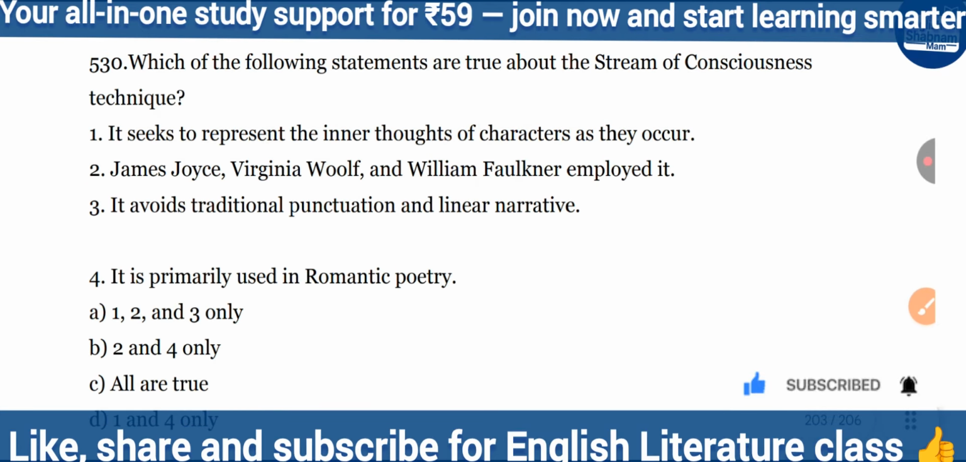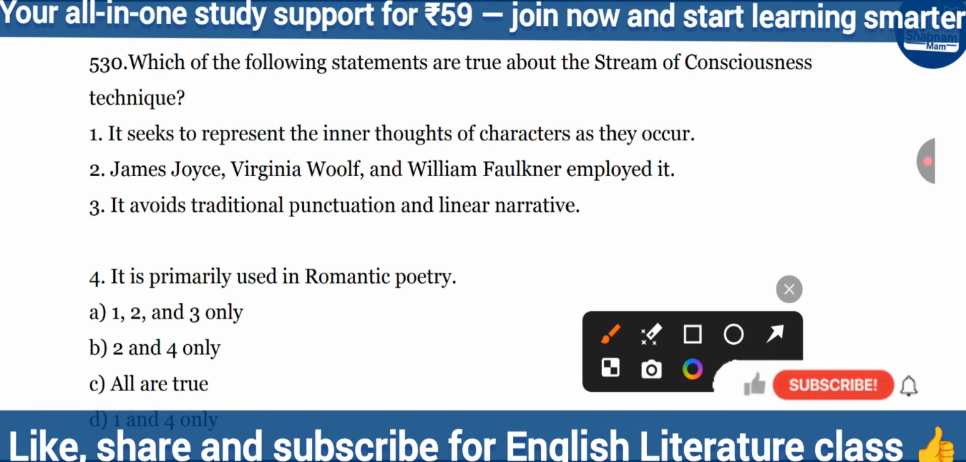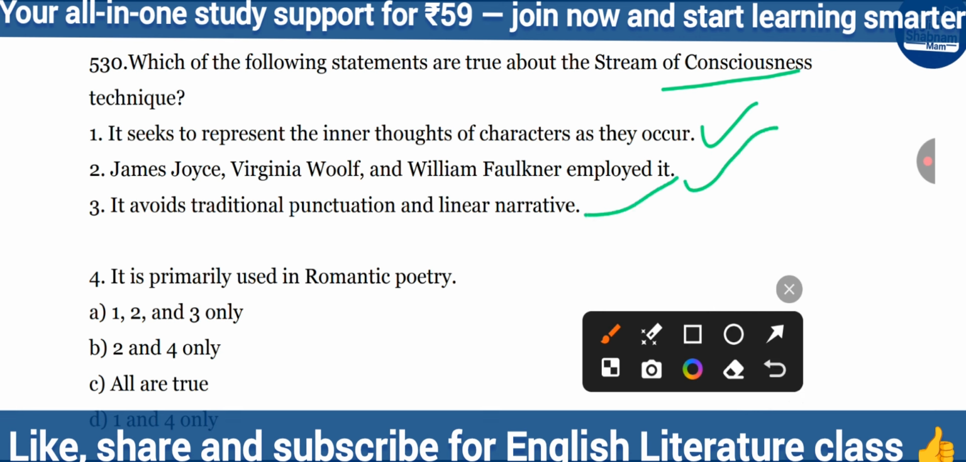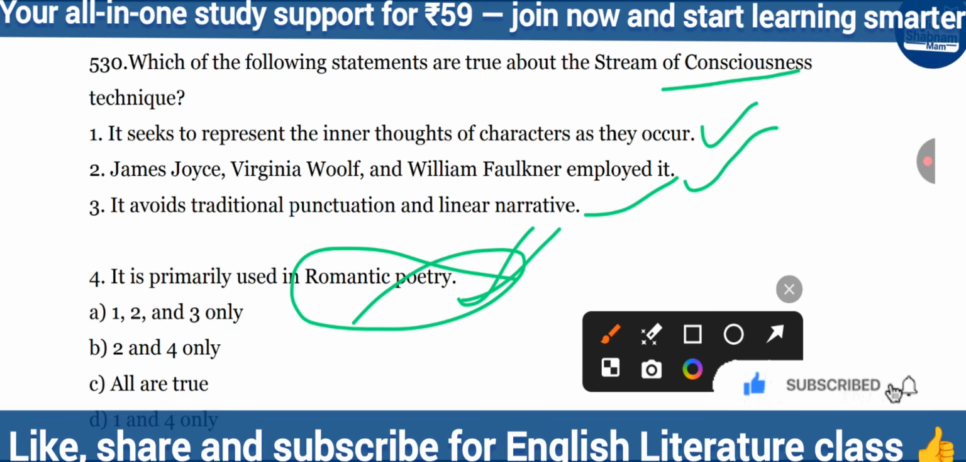Next question we have. Let's see. Which of the following statements are true about the stream of consciousness technique? It seeks to represent the inner thoughts of characters as they occur. James Joyce, Virginia Woolf, and William Faulkner employed it. It avoids traditional punctuation and linear narrative. It is primarily used in romantic poetry. Correct answer, it is not used in romantic poetry. We can simply eliminate it, it is clear. So options 1, 2 and 3 are going to be the correct option A.